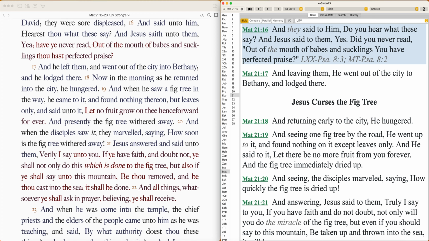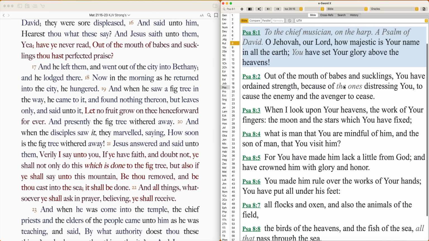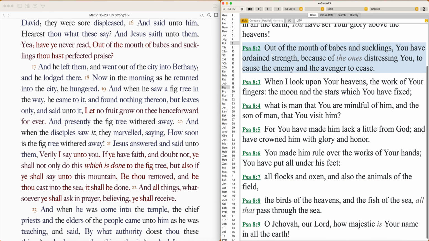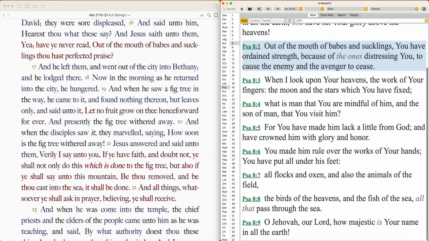I'm going to go to Psalm 8:2. Okay, so here you go right here. Jesus said, out of the mouths of babes and sucklings, you have perfected praise. Let's look and see what the Masoretic text says. Out of the mouth of babes and sucklings, you have ordained strength. Does that sound similar to what Jesus said?